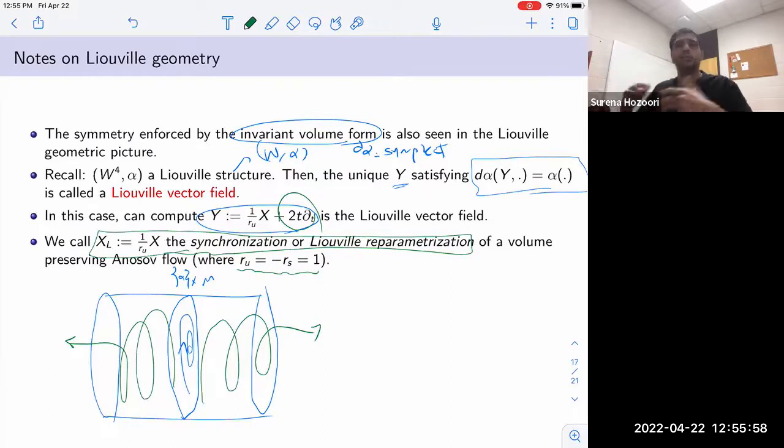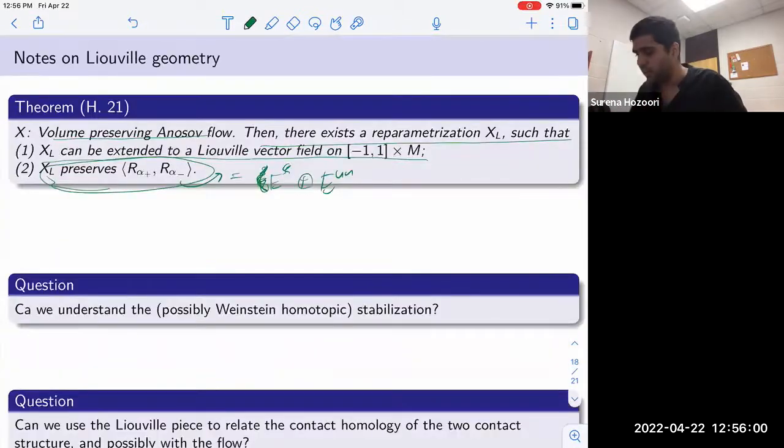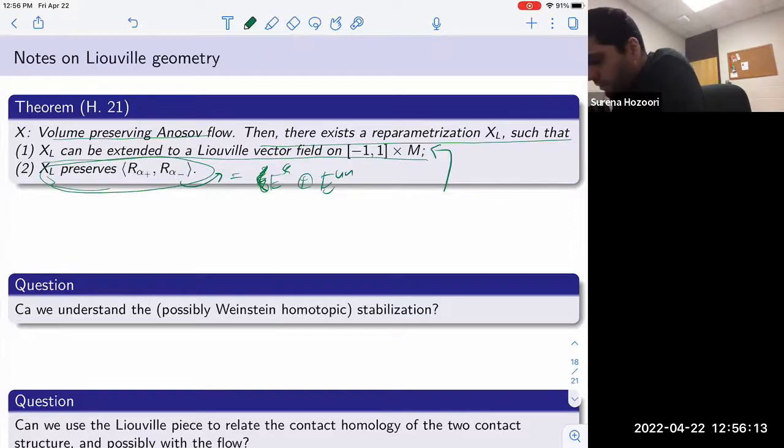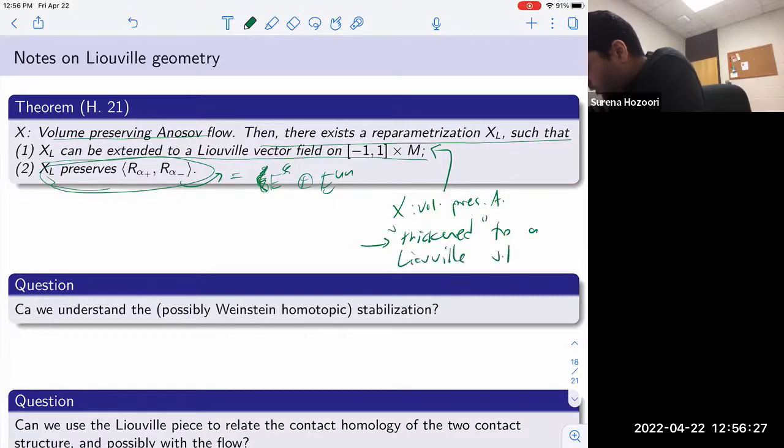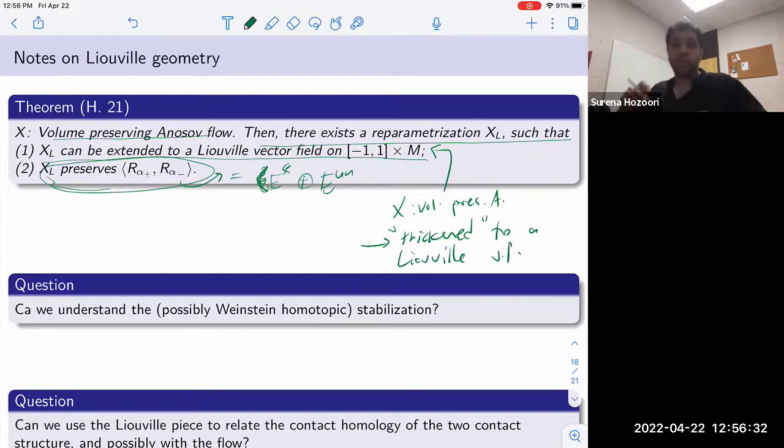But we can also break the symmetry and get some regularity if that's what we want. There are many interesting directions that we can go from here. So notice that this first proposition, we can think of it as saying that this volume preserving Anosov flow can be thickened to a Liouville vector field.